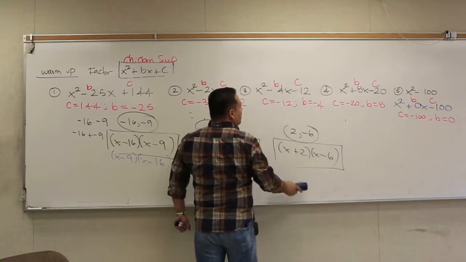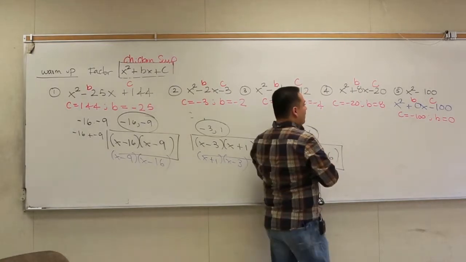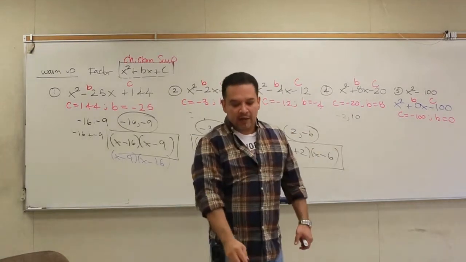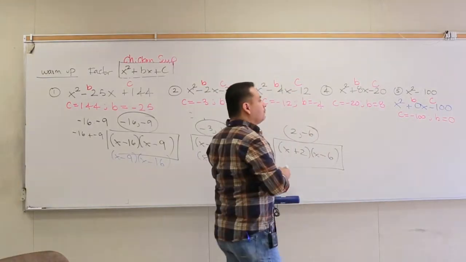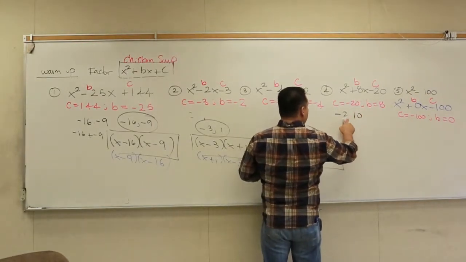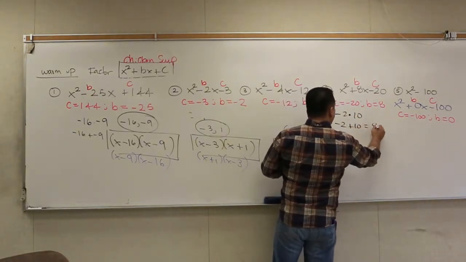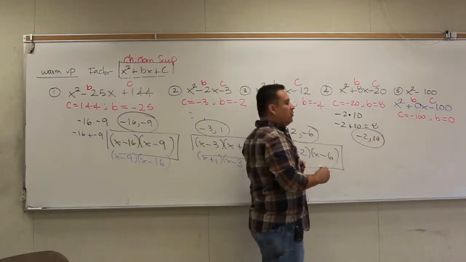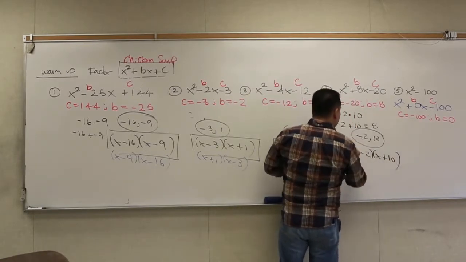Let's see. What two numbers multiply together is negative 20, but when added is positive 8? Does that work? Negative 2, positive 10? Negative 2 times 10 is negative 20. Negative 2 plus 10 is positive 8. Okay. Negative 2, positive 10. So what do you guys write down? x minus 2, x plus 10.